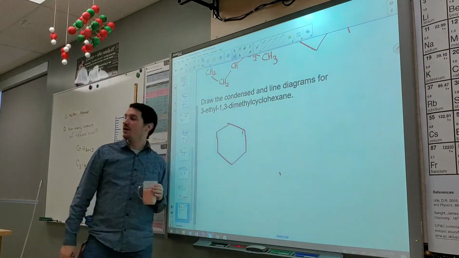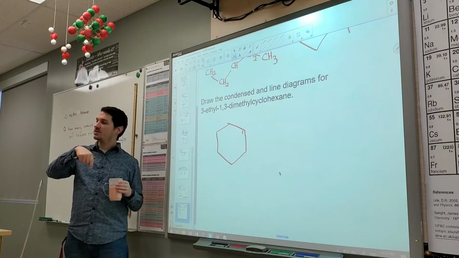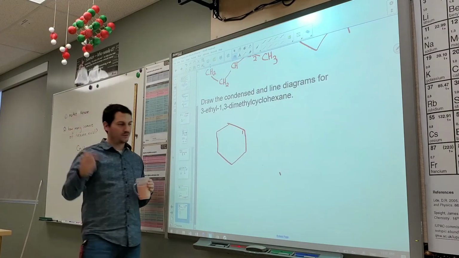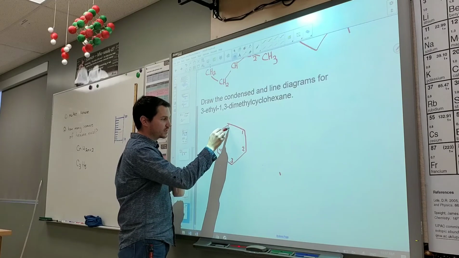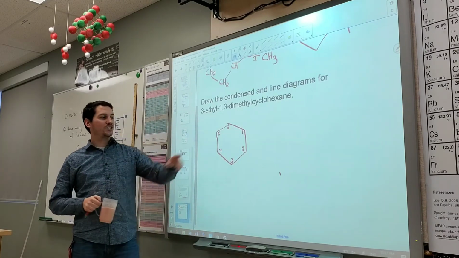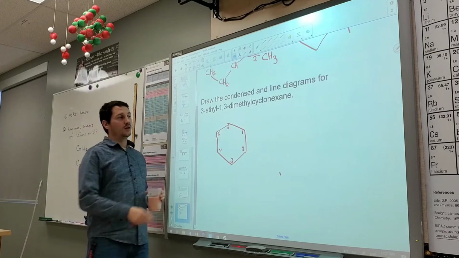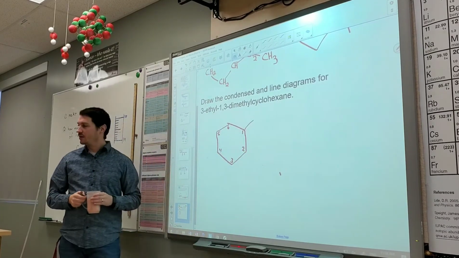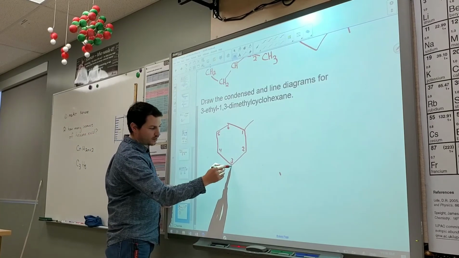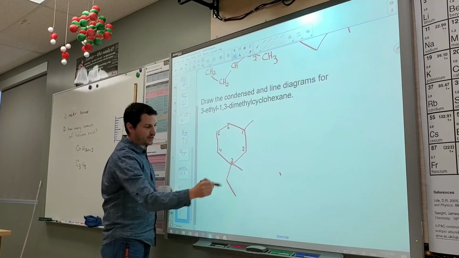1. Now, which way do you want to start numbering it? Clockwise or counterclockwise? 2, 3, 4, 5, 6. Okay, let's try this out. What's attached to number 1? There's a methyl group, and then what's attached to number 3? Ethyl. An ethyl and a methyl group.